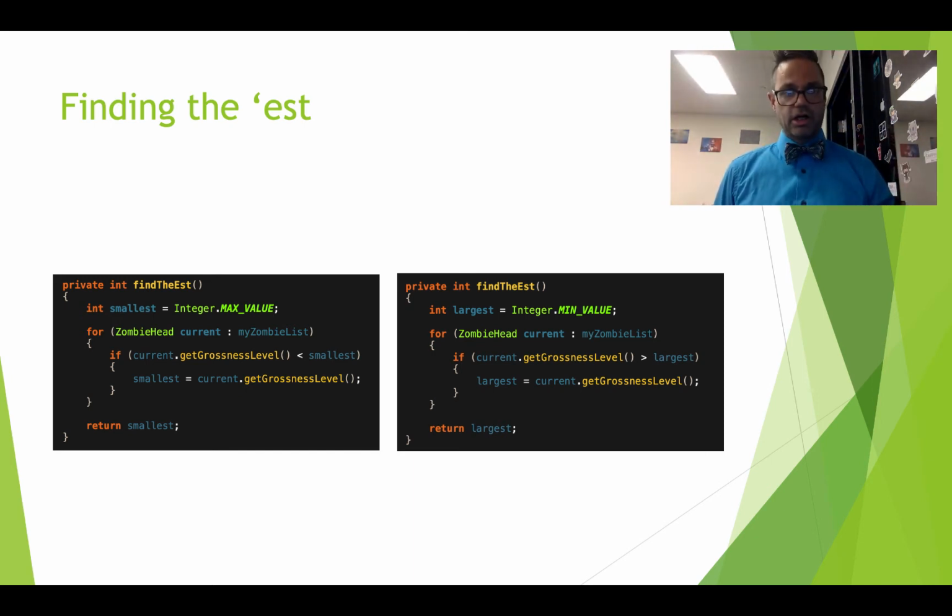And finally, when I'm going through that, I have the smallest value you can return. On the opposite side, again, find the largest. I set largest to Integer.MIN_VALUE, and everything's going to be bigger than that. So if current.getGrossestLevel is bigger than largest, I'll replace largest with that new current max value. And that way I can go through this. And this is just the find max or find min algorithm going through and using a regular for each loop.